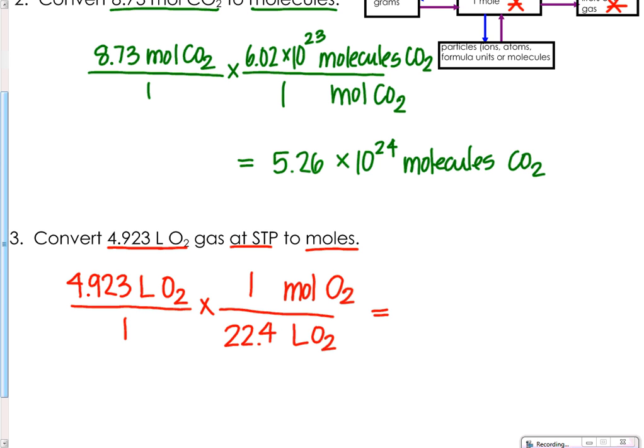Now your answer can have 4 significant digits. So you're going to have 0.2198 moles of O2.